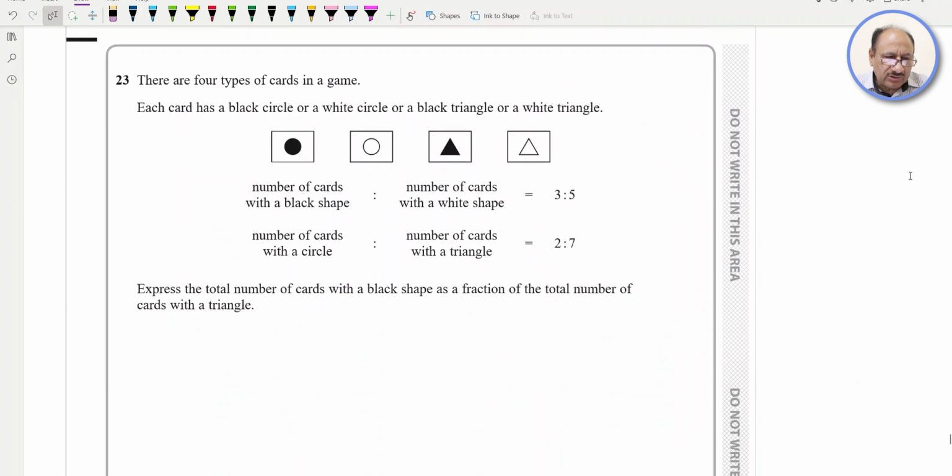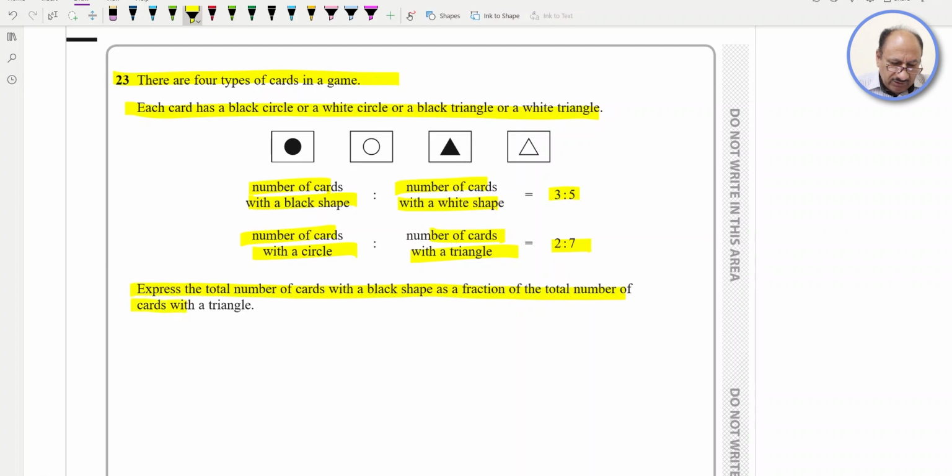Now we can move to question number 23. Question 23 says there are 4 types of cards in the game. Each card has a black circle or a white circle or a black triangle or a white triangle, and these are the shapes. Numbers are provided. These numbers are in the ratio of 3 and 5, and these ratios are in the ratio of 2 and 7. Express the total number of cards with a black shape as a fraction of the total number of cards with the triangle.